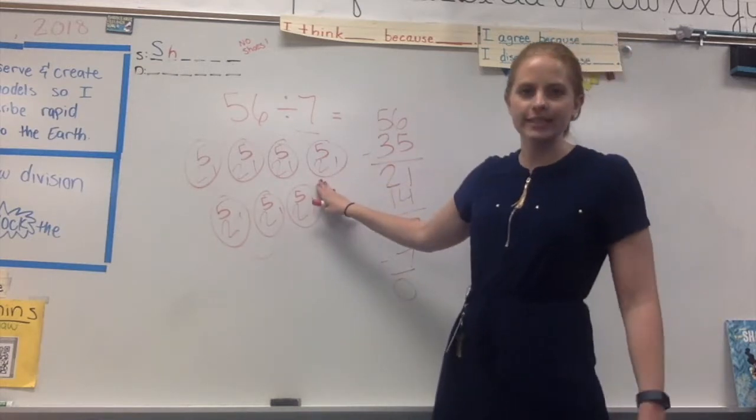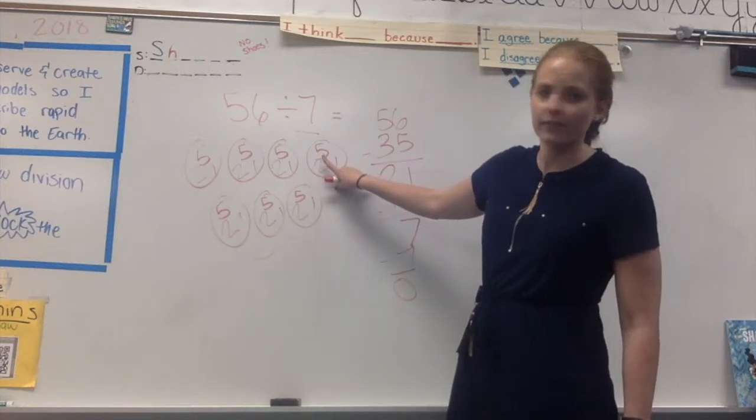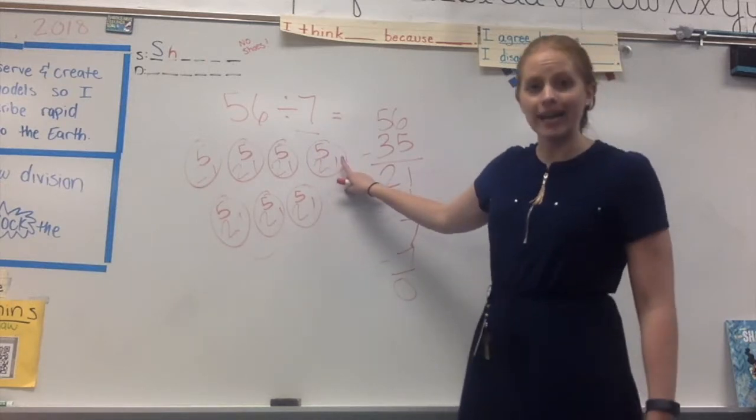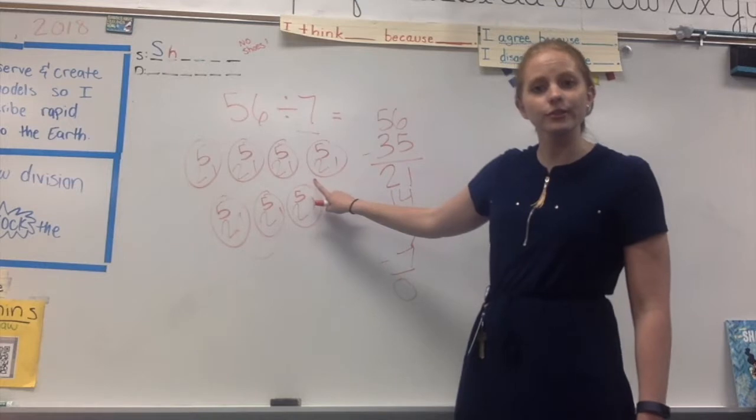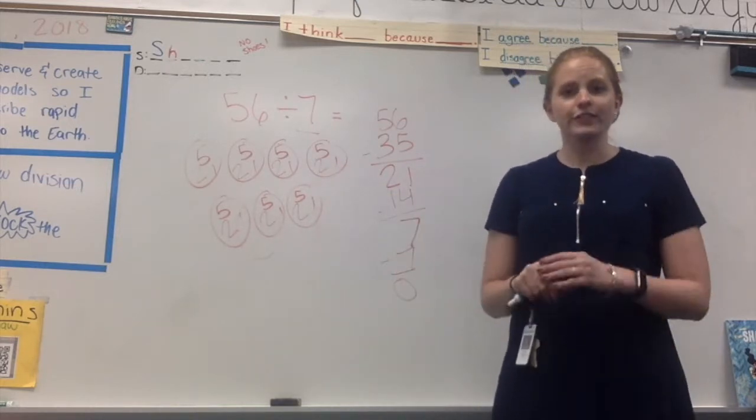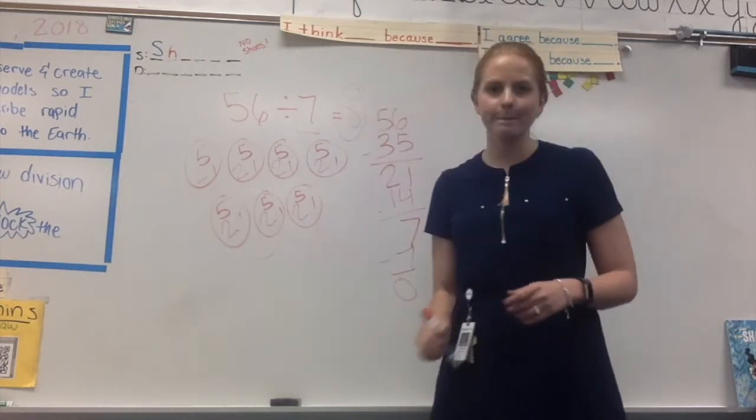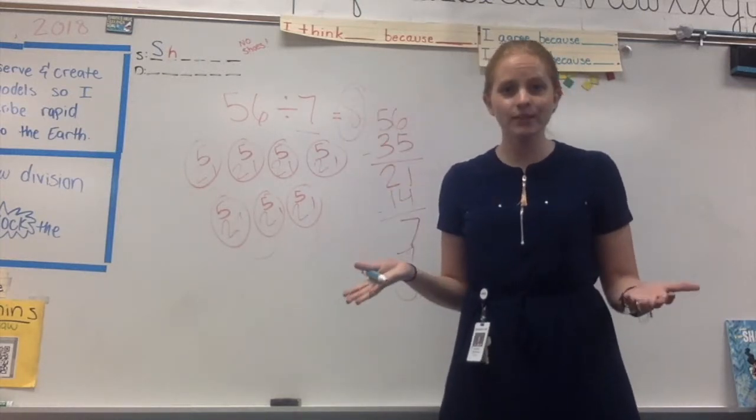Now we need to look and see how much are in each of our groups. Well, in this group, I have a 5, a 2, and a 1. So 5 plus 2 is 7, and 1 more makes 8. So 56 divided by 7 is 8. Now why don't you try some of your own?